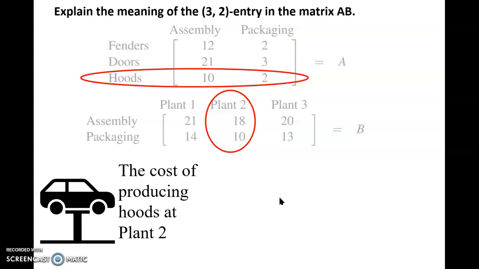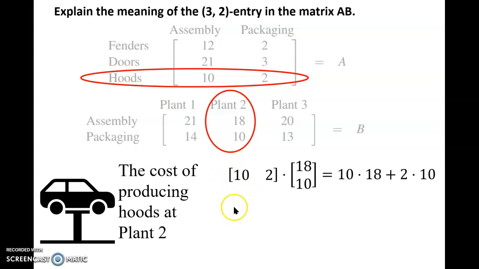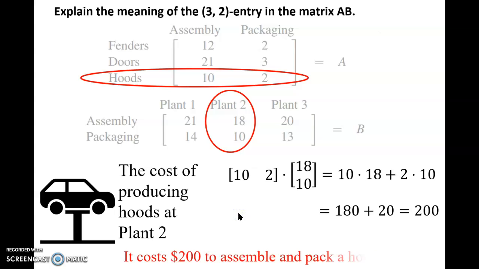To actually find out what the number is, we're going to use the dot product. We're multiplying the third row times the second column. So here's the third row, second column, 10 times 18 plus 2 times 10 equals 200. Now this is not the answer. We need to actually put it in terms of something that means a little bit more. Like, it costs $200 to assemble and pack a hood at plant 2.